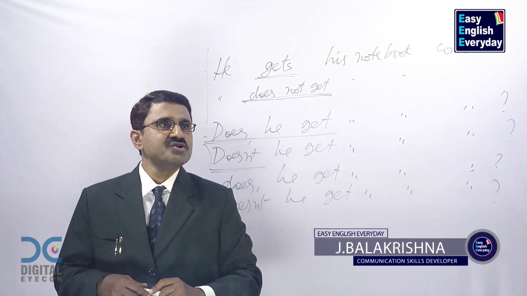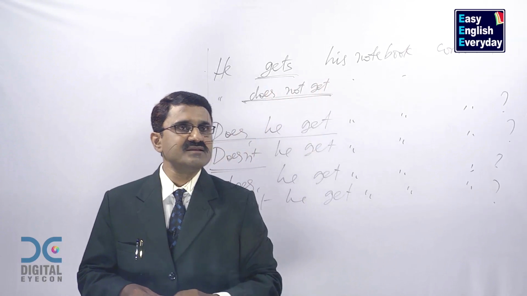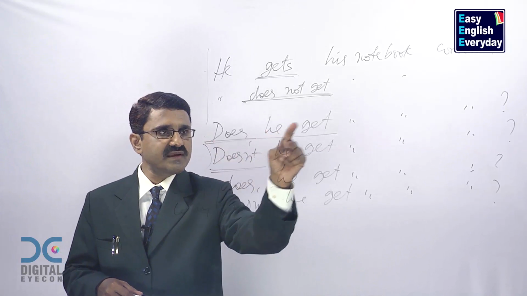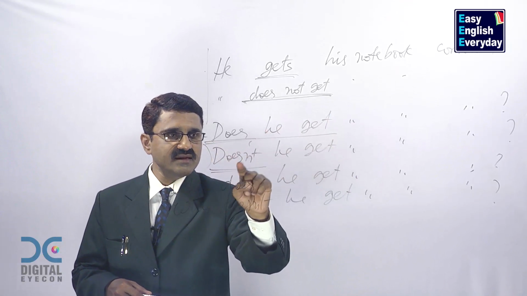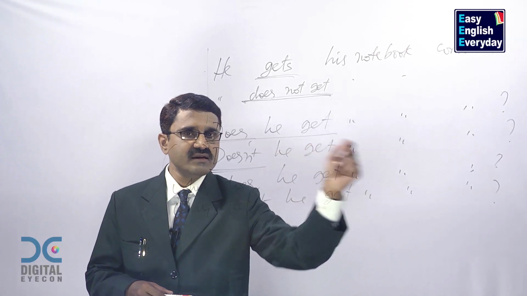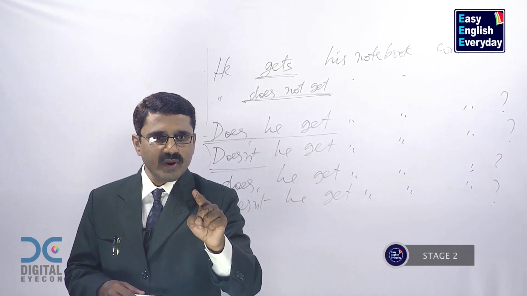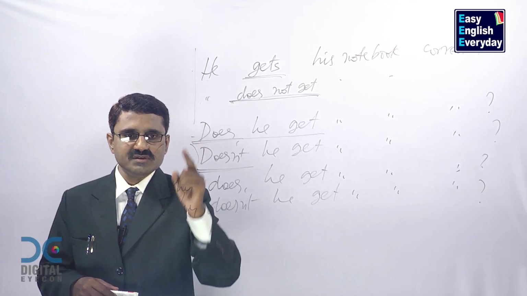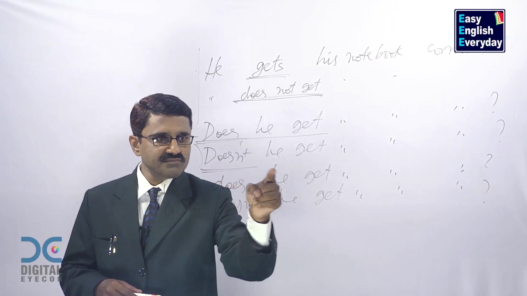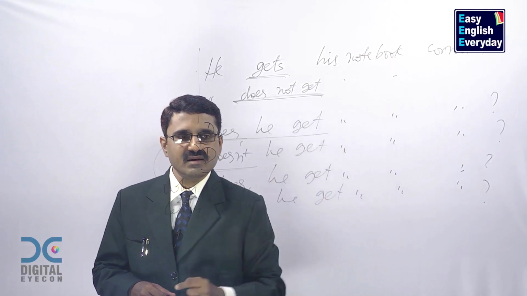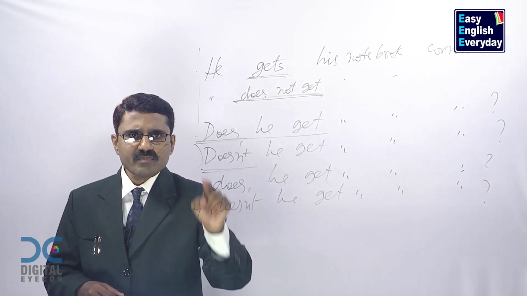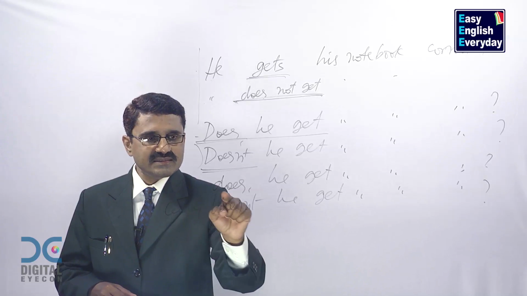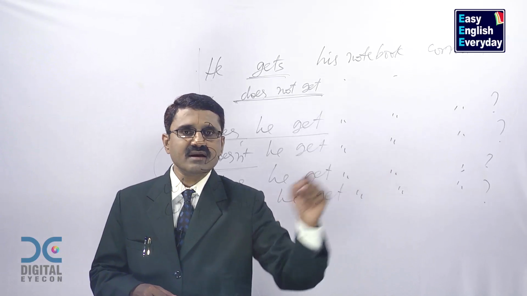For example, she got her hair colored. She did not get her hair colored. Did she get her hair colored? Didn't she get her hair colored? When, where, why, how? Choose whatever word you want. When did she get her hair colored? Why didn't she get her hair colored?